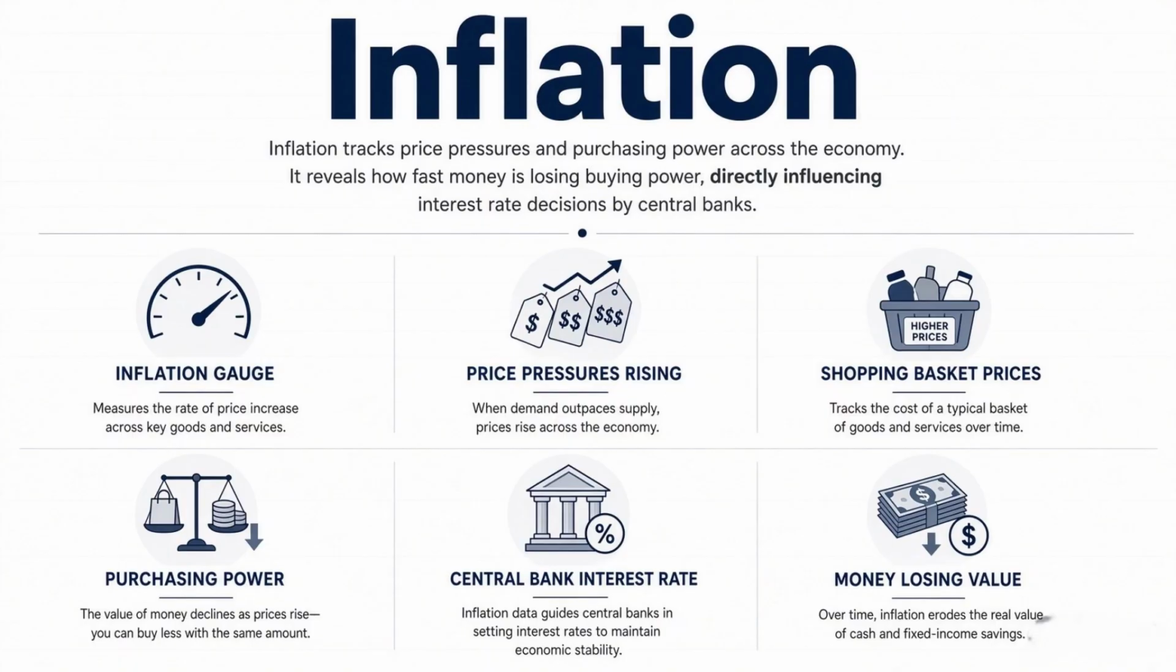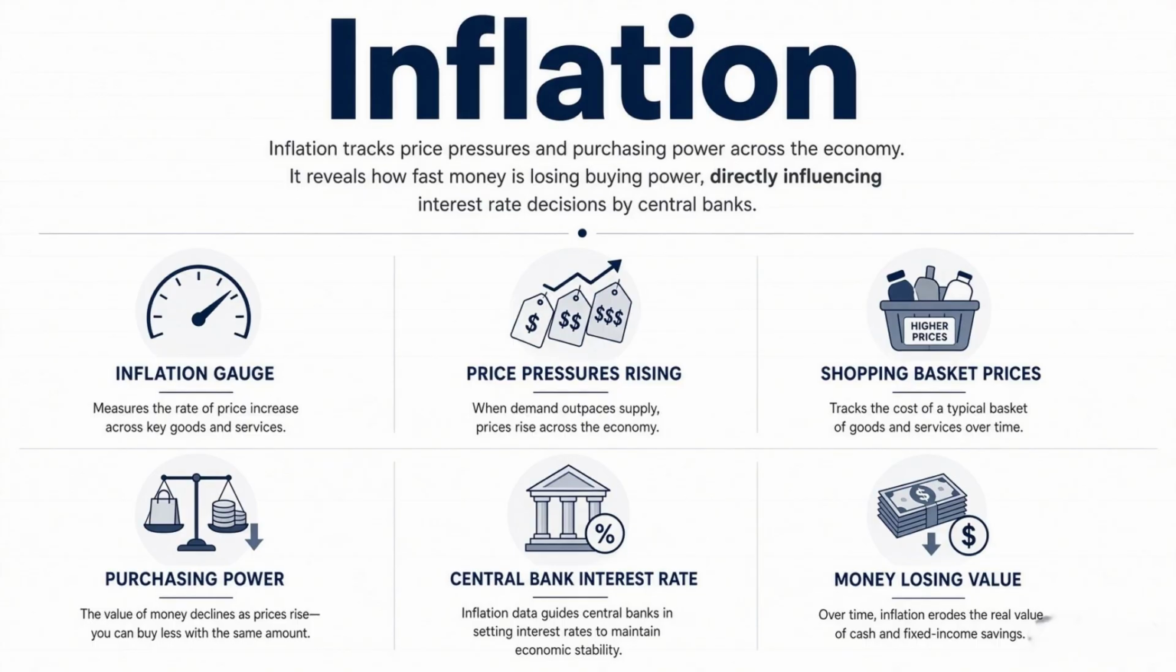First up, inflation. Inflation tracks price pressures and purchasing power across the economy. It reveals how fast money is losing buying power, directly influencing interest rate decisions by central banks. To measure this, an inflation gauge tracks the rate of price increases across key goods and services.